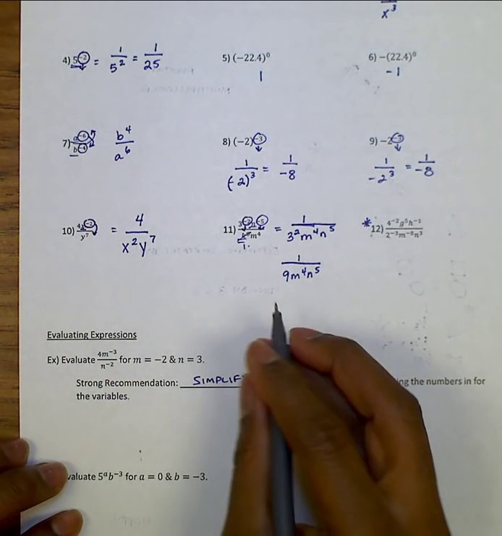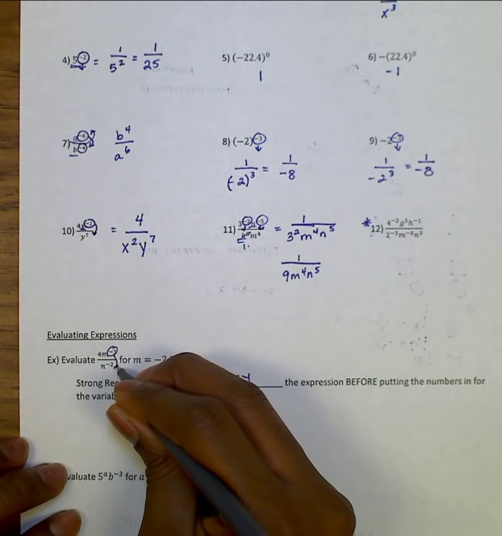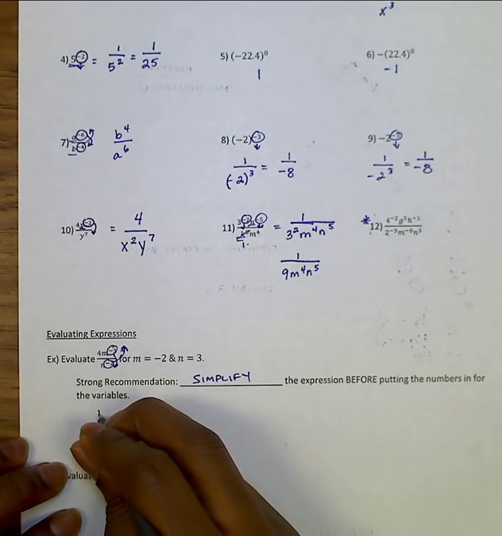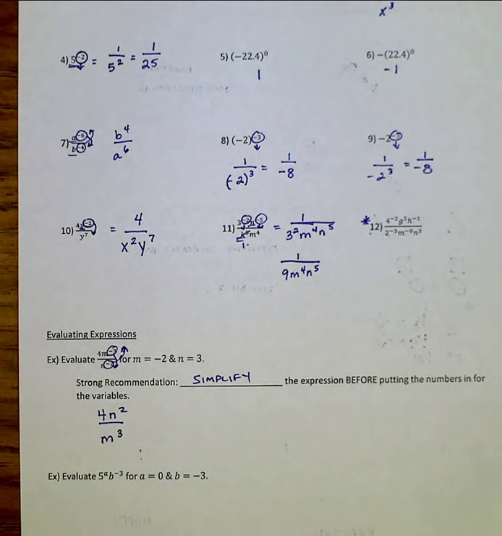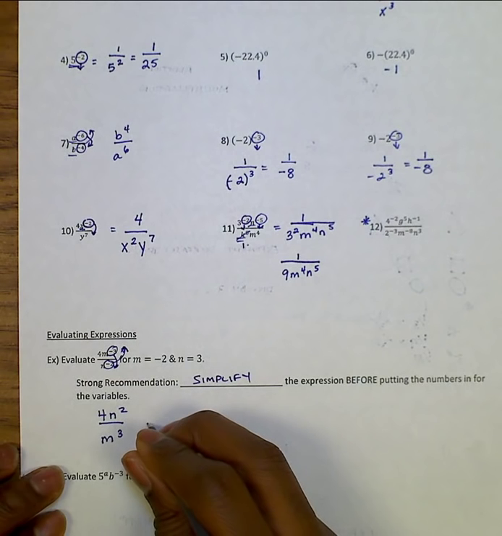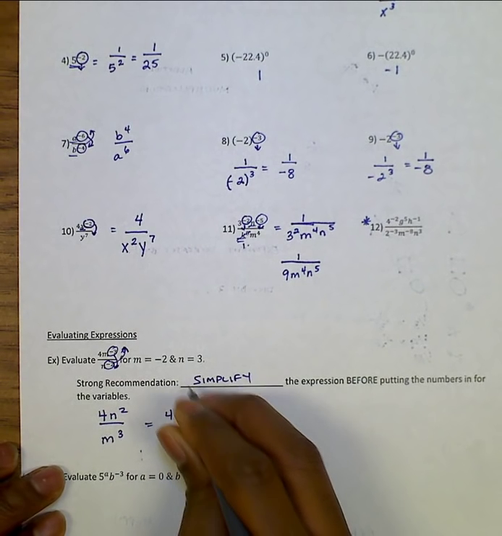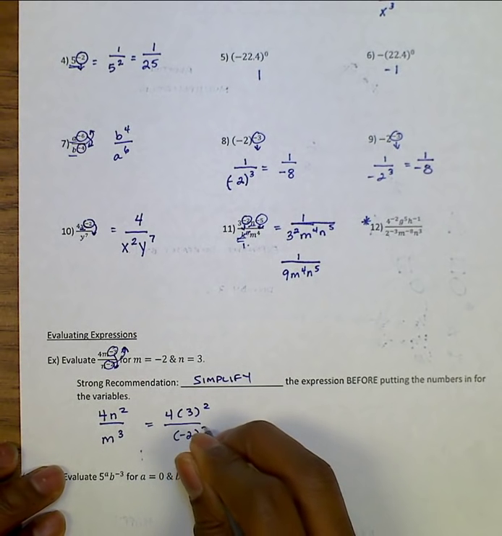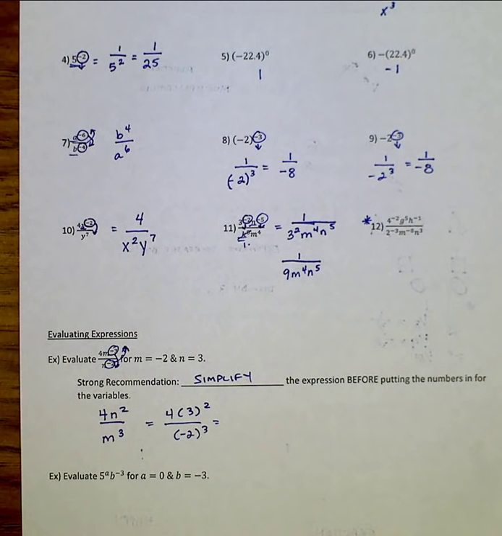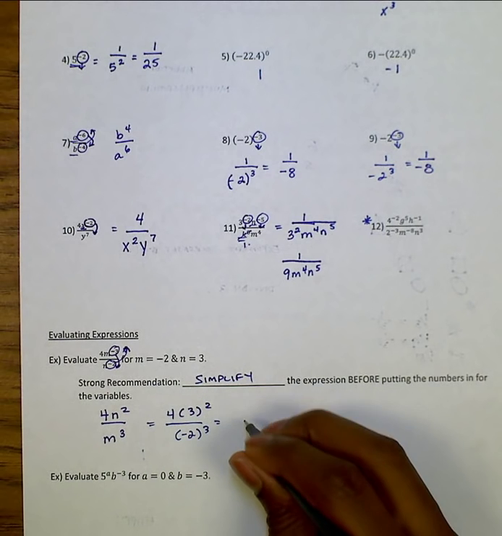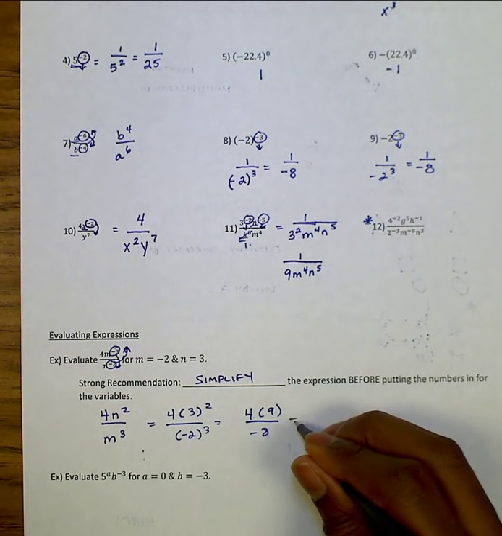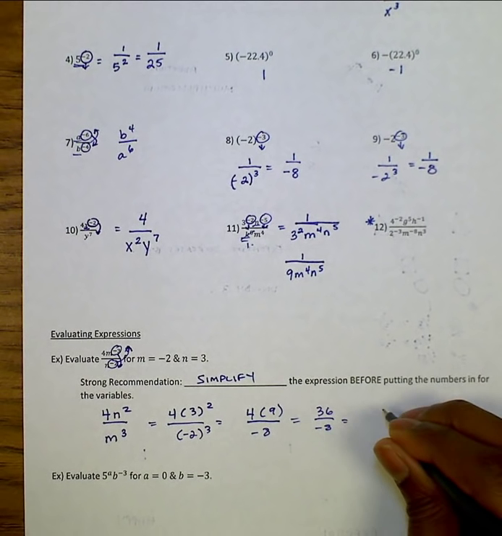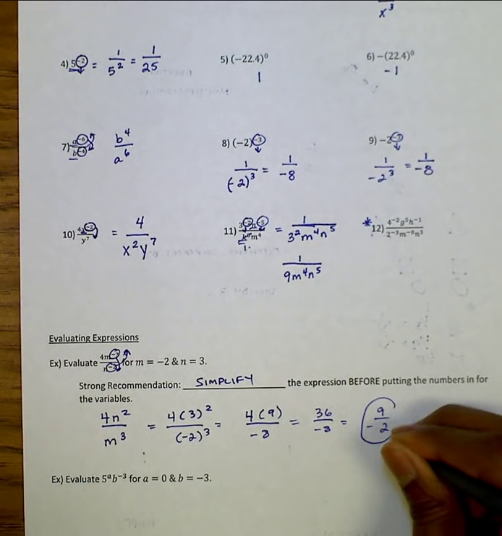So for this problem, we have 4m to the negative third, n to the negative second. So I need to move these things. Okay, when I move them, I now have 4n squared over m to the third. Okay, so I got that down. Now that I have that, I'm going to plug in my values. So I have 4 times 3 squared, because n is 3, over negative 2 cubed. And then just make sure you go through this using your order of operations. Order of operations will tell you to do exponents. So 4 times 9 over negative 8. And then simplify. So 36 over negative 8, simplify, that gives us 9 over negative 2. And here's our answer. 9 over negative 2.